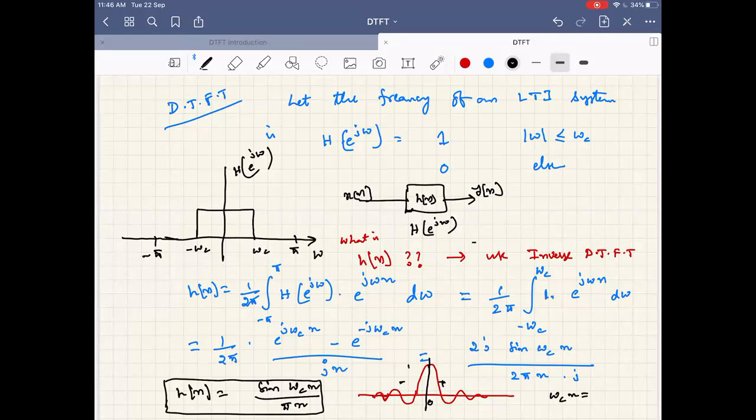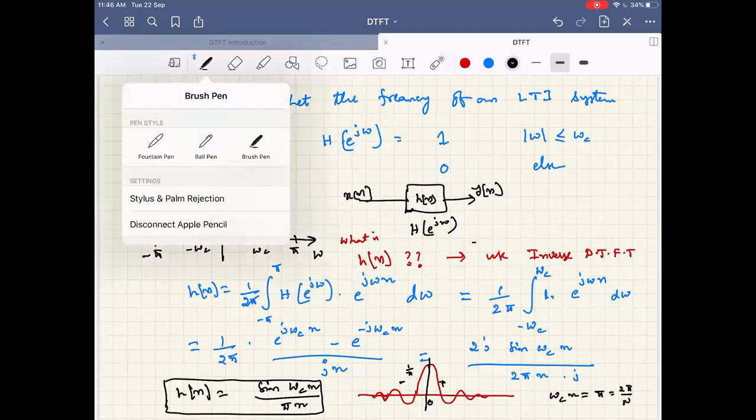Whereas when omega c n is equal to pi, sine pi is 0. That means n is equal to, roughly, what is omega c? Assume that omega c is 2 pi by capital N. Otherwise we can see that n is roughly close to pi by omega c. We'll just leave it here.